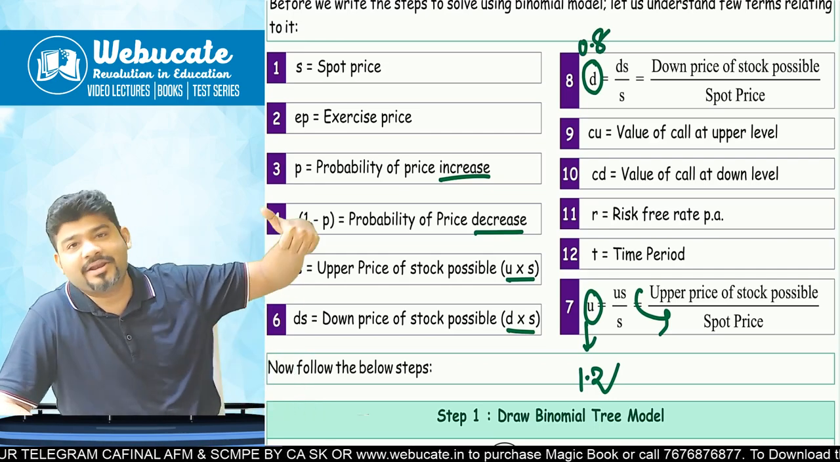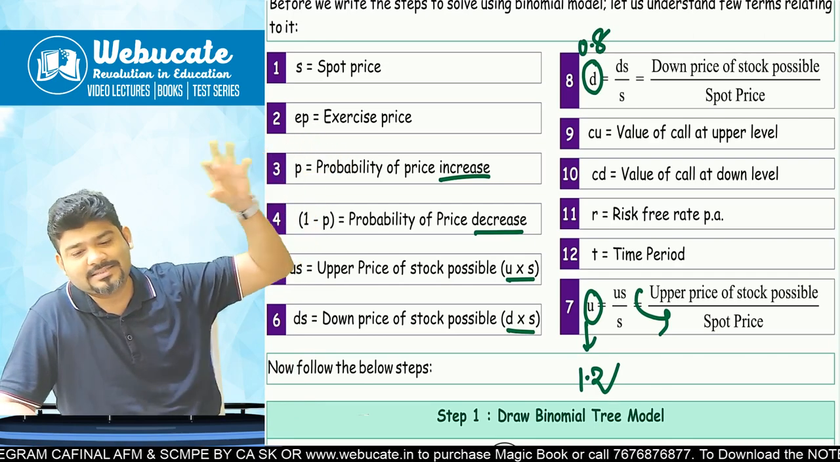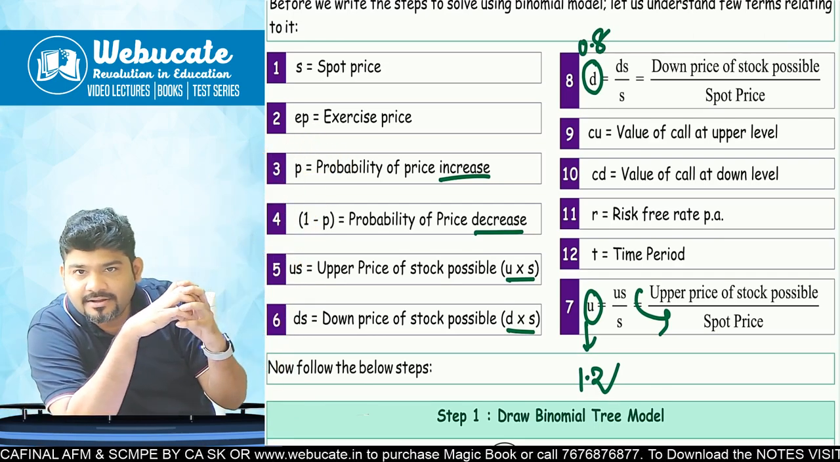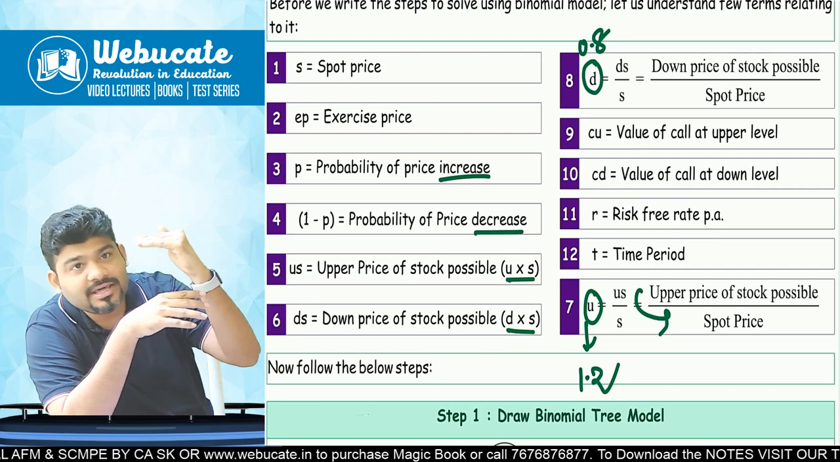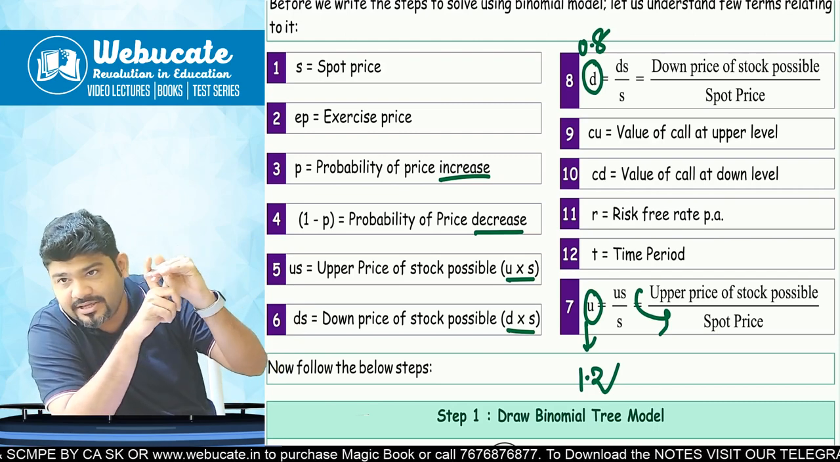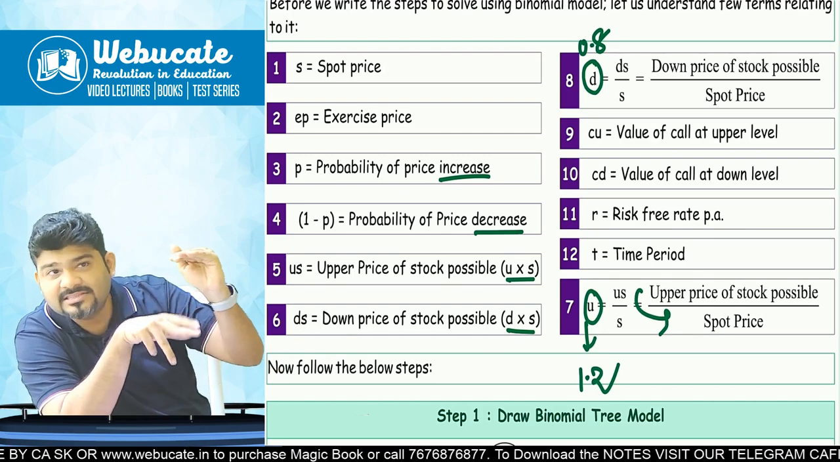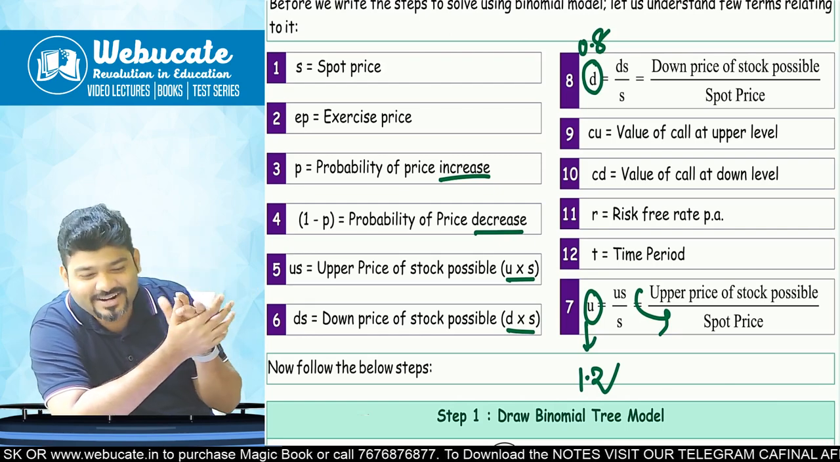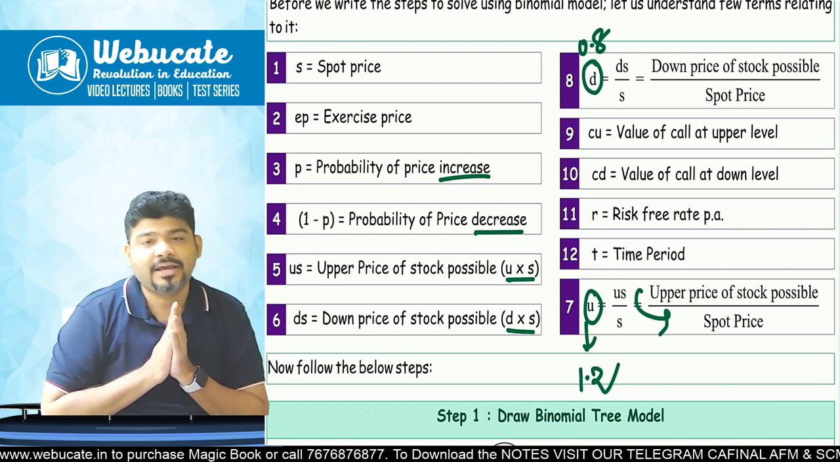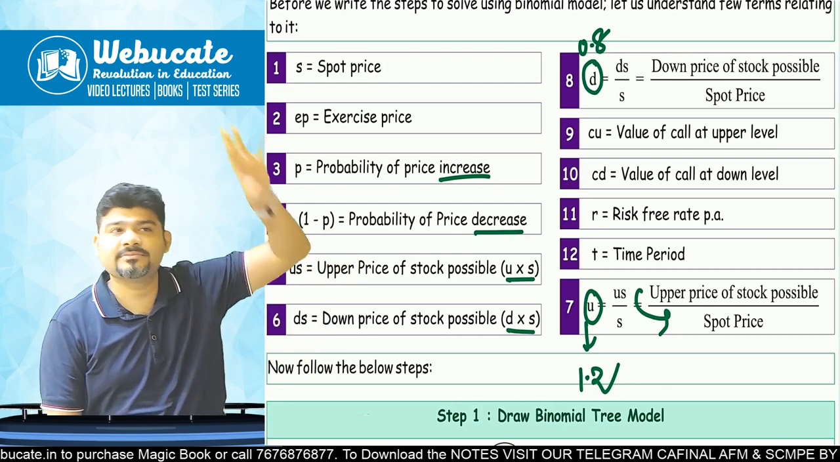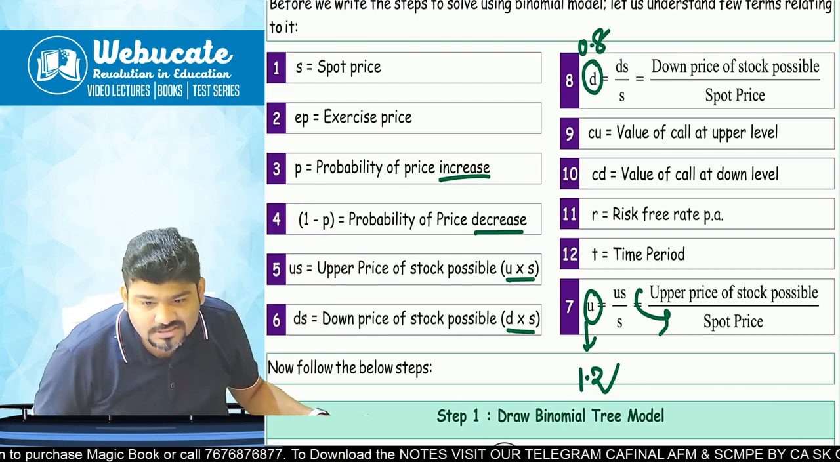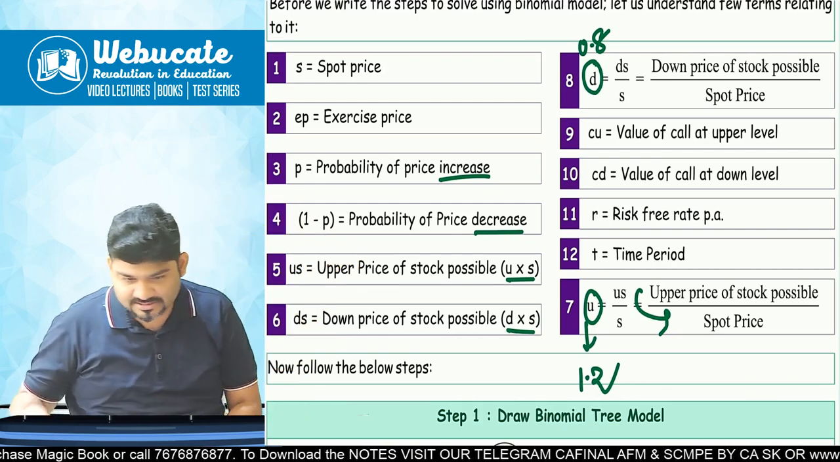DS upon S is your D. As in, how did you get this 0.8? You are expecting the market to fall to 40, divided by the spot price of 50. Got it? So it is US upon S or DS upon S. What is US and DS? The maximum price possible and the minimum price possible. Probability we are clear, spot and exercise price we are clear.